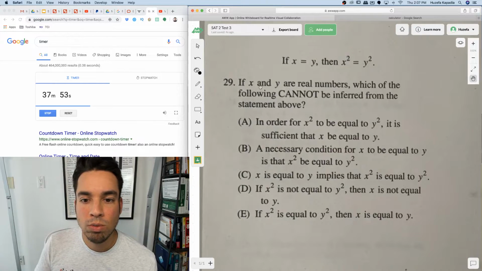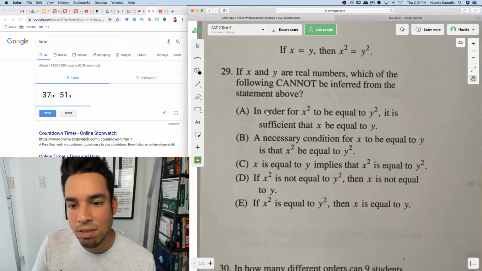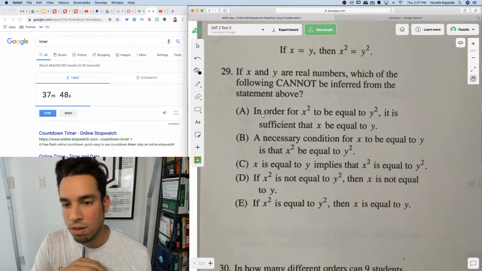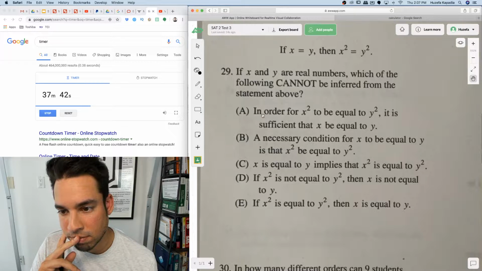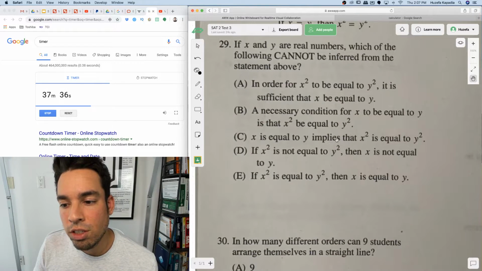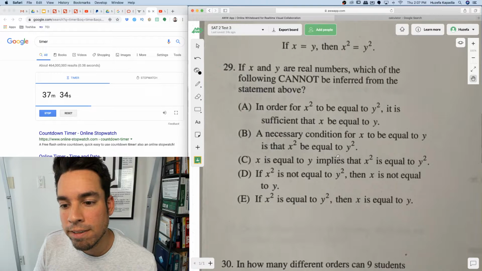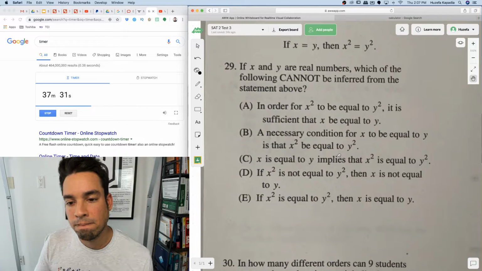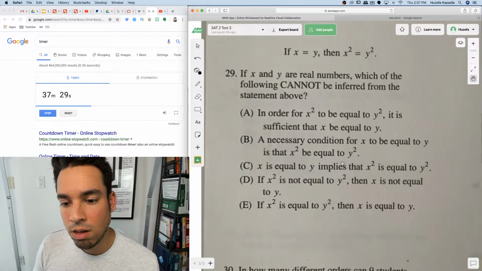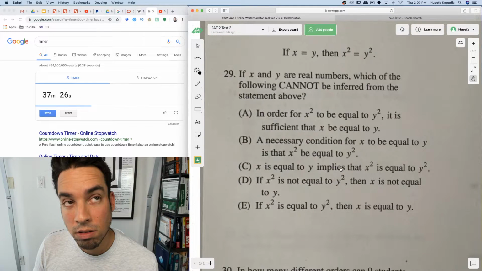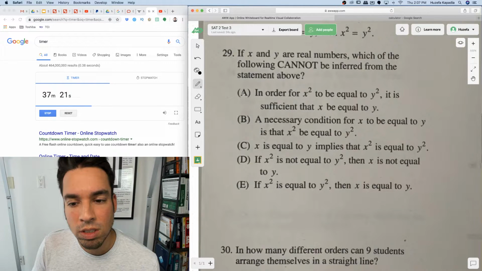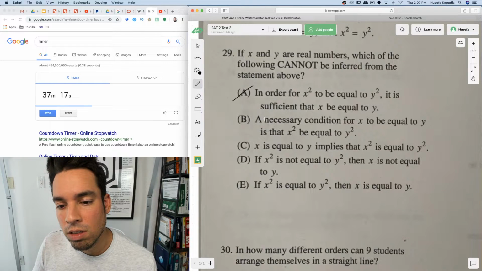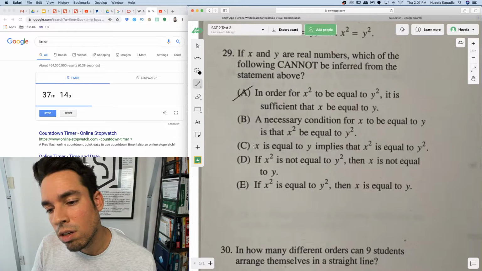If x equals y, then x squared equals y squared. If x and y are real numbers, which of the following cannot be inferred from the statement above? Hold on. Remember, x squared equals y squared is sufficient that x... That can be inferred. A necessary condition for x to be equal to y is that... I guess that's also true. X is equal to y implies that... B is my only suspicious one. Hold on. It is sufficient. I think that's good too.